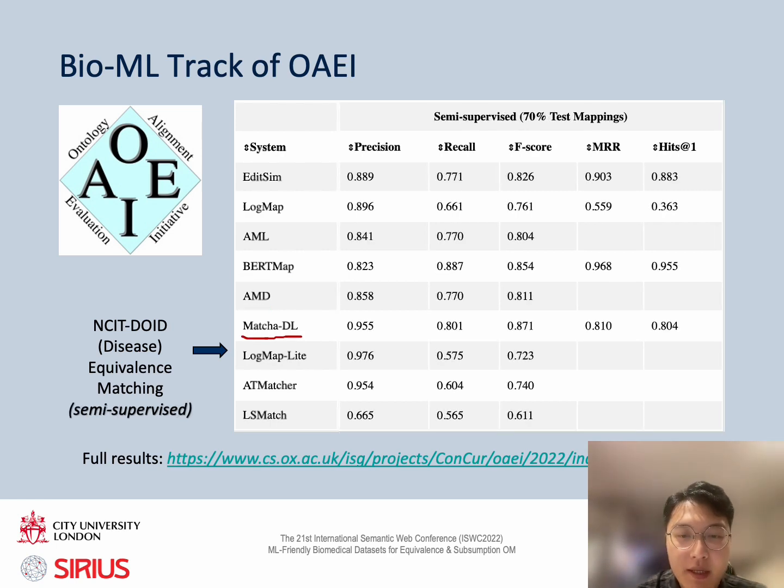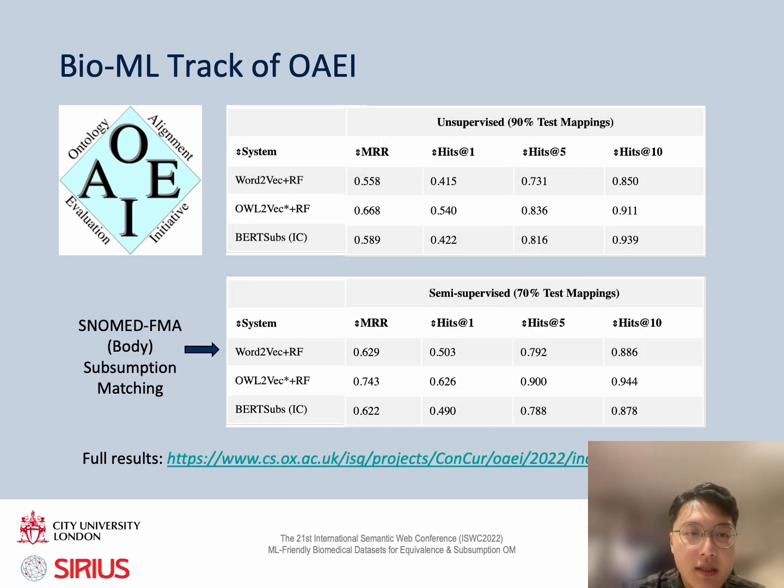Matcha does not participate in the unsupervised setting but participates in the semi-supervised setting here, so you can see the results columns. And from just this table, you can see that the machine learning based systems generally perform better than the rule-based. The next is an example for the subsumption matching result between the SNOMED and FMA ontologies with category body. So this year only 3 embedding based approaches participate in this track, and you can see that only local ranking evaluation is applied because the subsumption mappings are inherently incomplete.